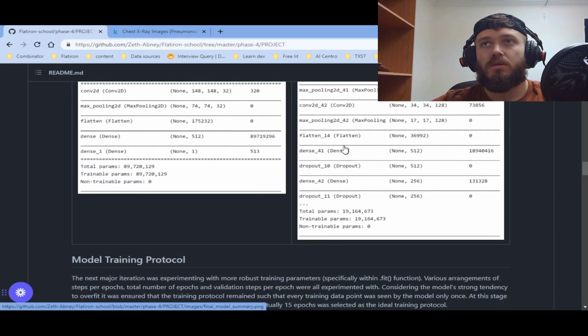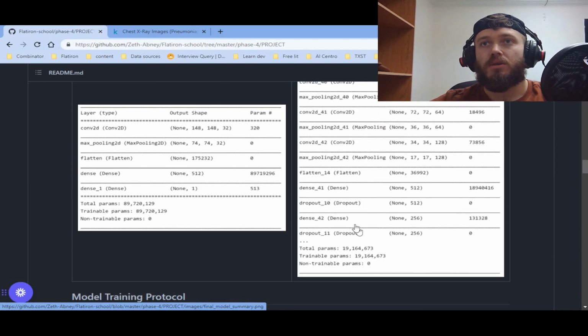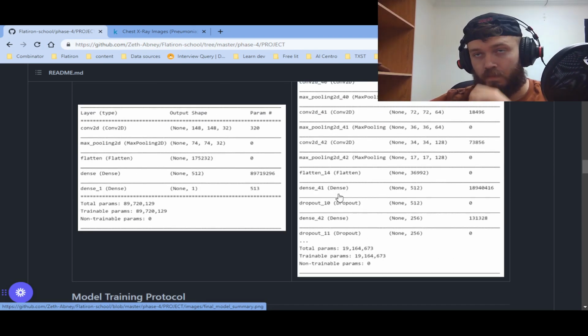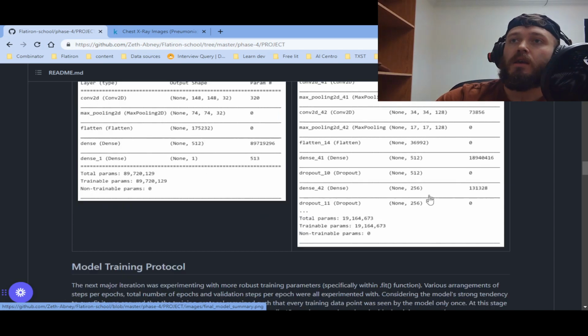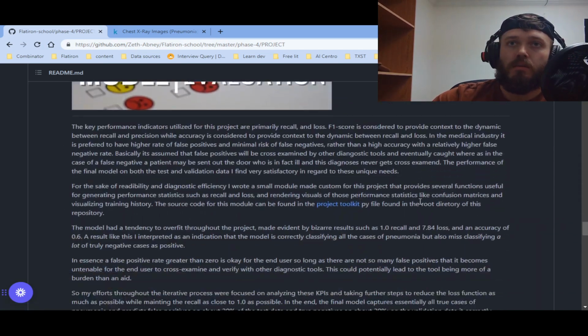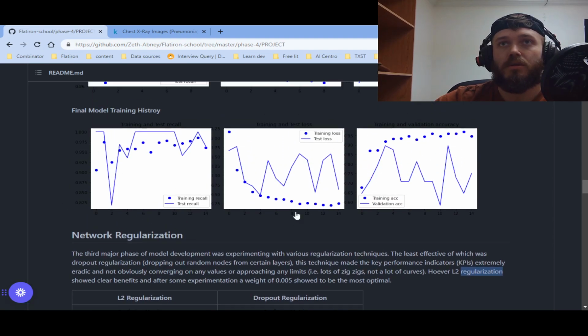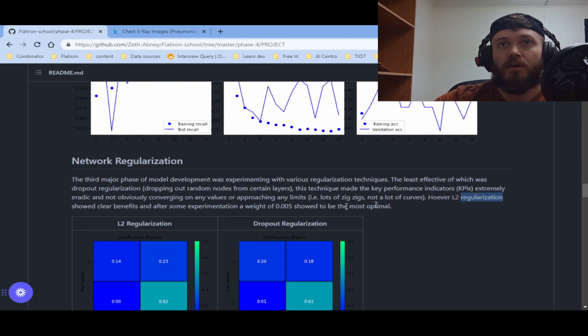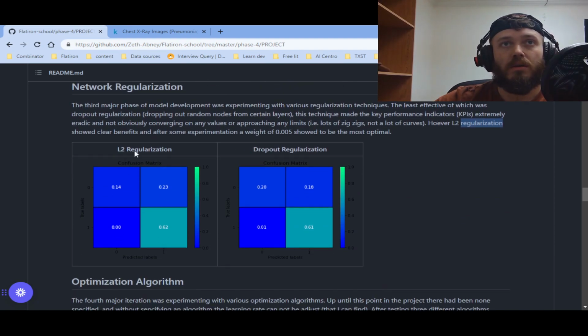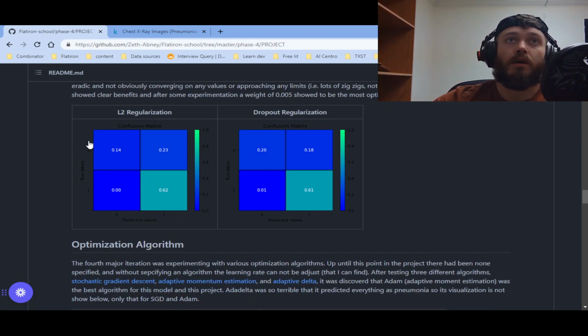1, 2. Yeah. So these 2 dense layers right here is where the L2 regularization was applied, and it was 0.005 in the first dense layer and 0.05 in the second dense layer. I think I need to update this README a little bit. So anyway, this was our L2 regularization, and this was the dropout regularization.